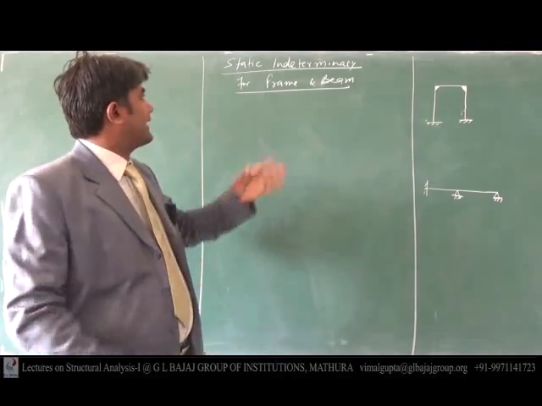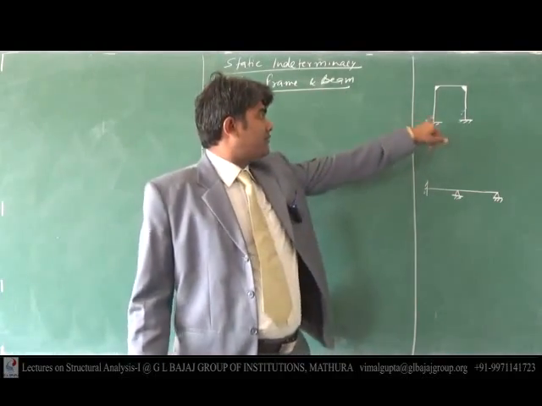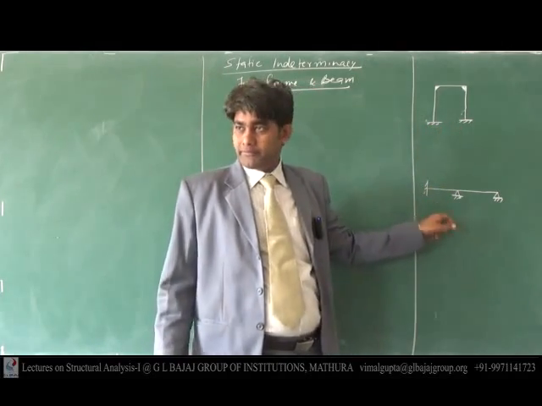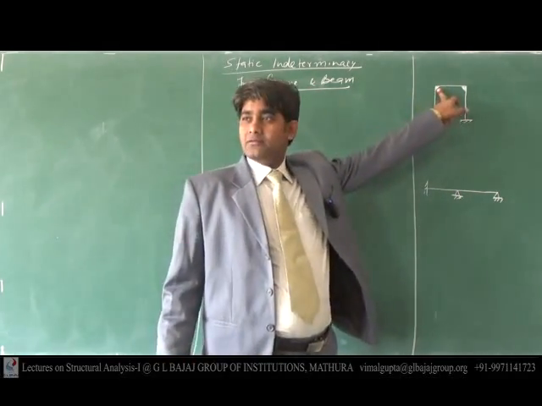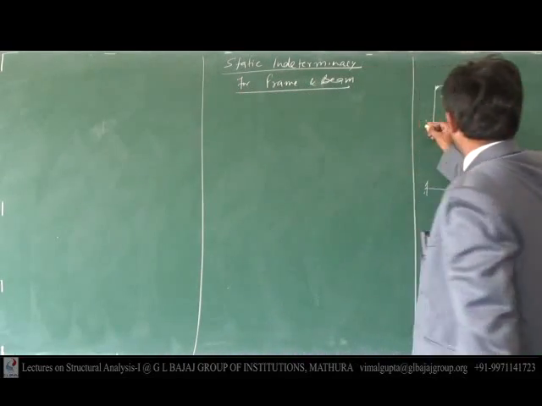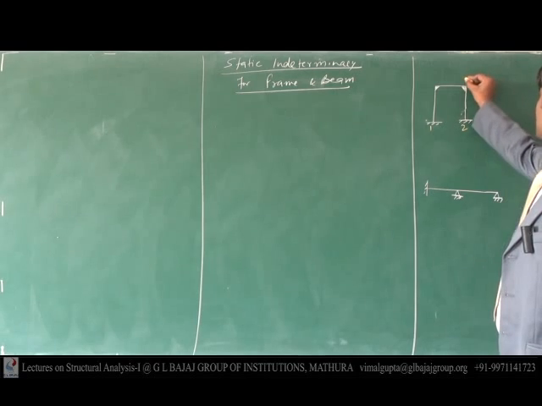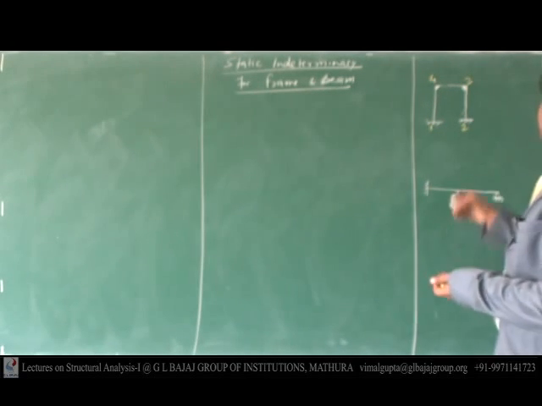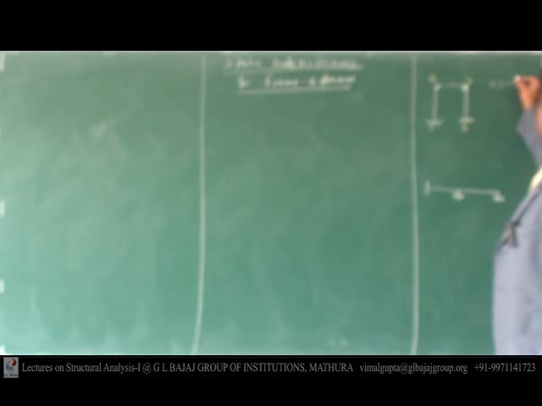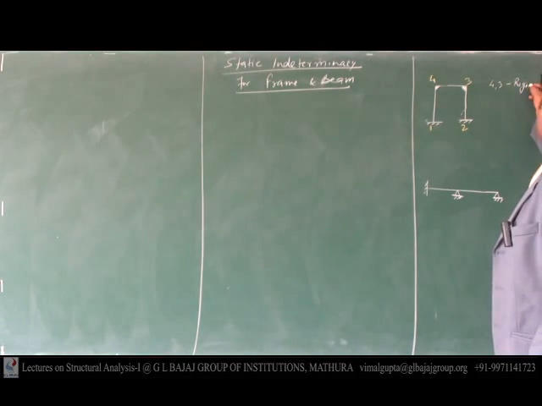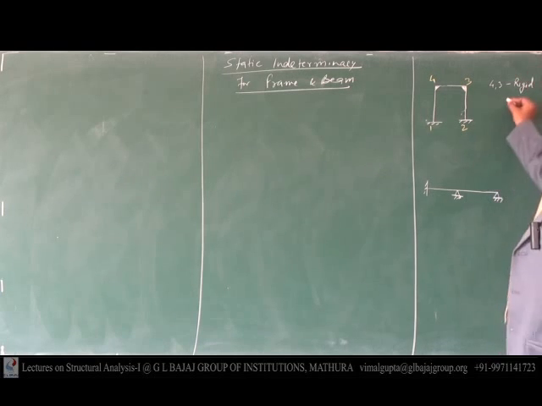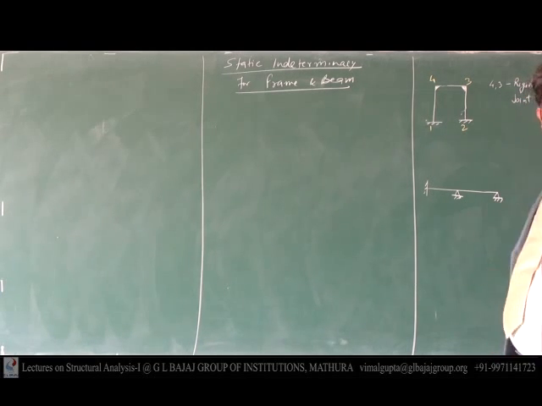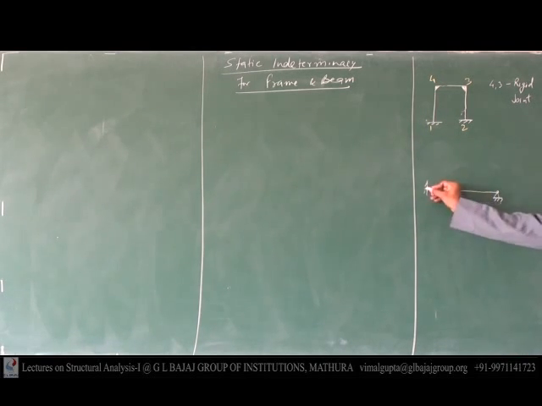For the calculation of static indeterminacy for frame and beam, this is the example of frame, this is the example of beam. Okay, these joints, if it is joint number 1, 2, 3, 4, then 4 and 3 are rigid joints. Here 1, 2, 3, three joints are here.